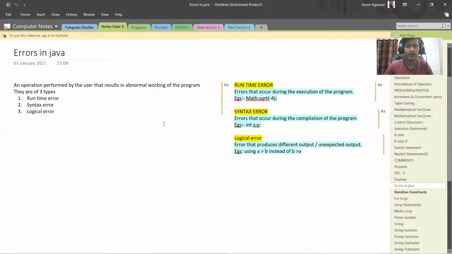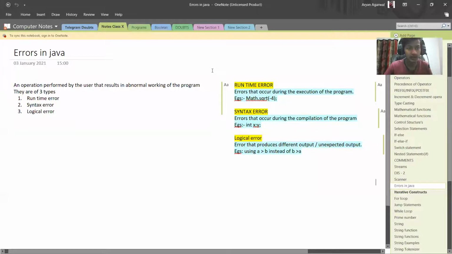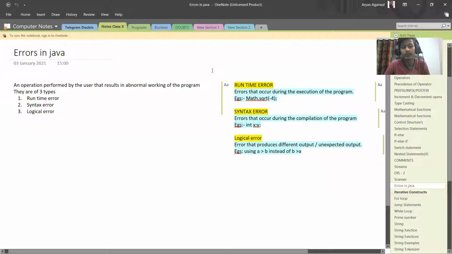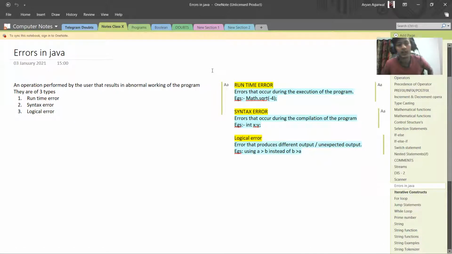Now the next thing we have is: what are errors in Java? So what is basically an error? Error means an operation performed by the user that results in the abnormal working of the program. Abnormal working means that we do not get our desired output, right? Therefore, in Java, we have three types of errors: runtime error, syntax error, and logical error.